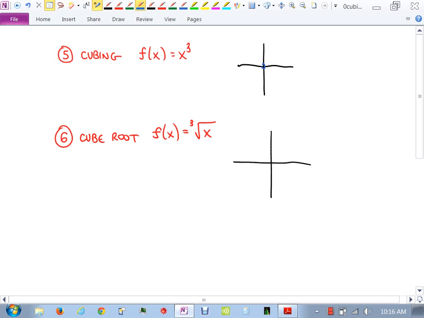The cubing function goes through 0, 0. It comes up on the right like a parabola and goes down on the left kind of like a parabola. That's what the cubing function does. The cube root function has a point at the origin, and then it goes like this. Well, it's kind of like the one on top, but laid on its side and kind of flipped over or something. You have a U shape here, and you have a U shape here, like this.